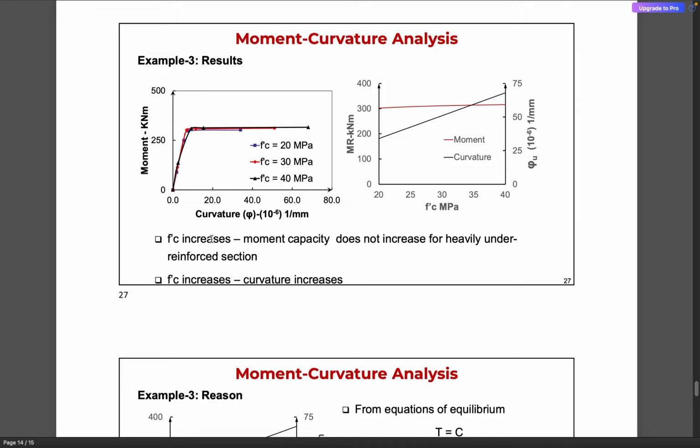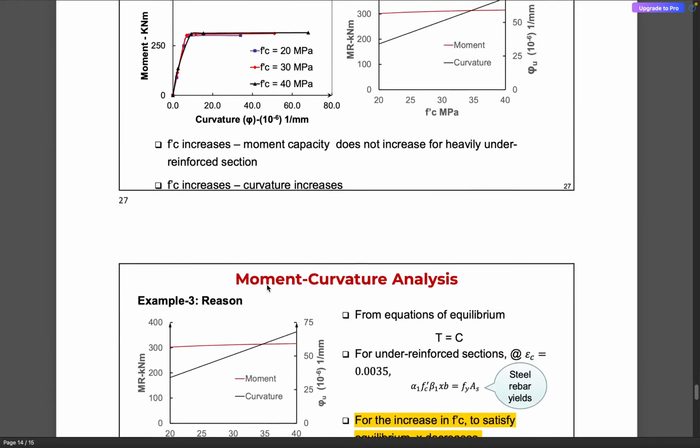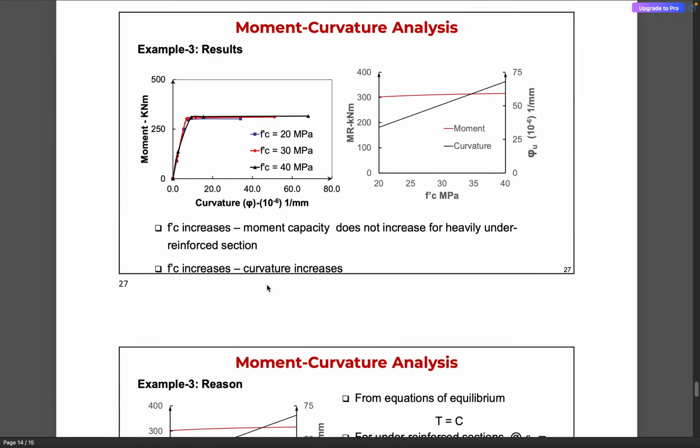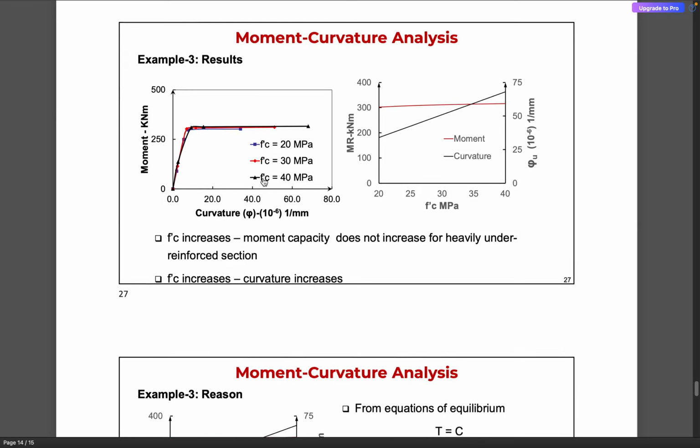We saw that by increasing the grade of concrete, the moment capacity does not increase significantly. However, the curvature, or the ductility, increases. Ductility is essentially the ability of a member to deform after its yielding. As we can see, the concrete having a grade of 40 MPa, concrete cylinder strength of 40 MPa, is able to undergo significant deformation after yielding, hence it has a higher ductility.